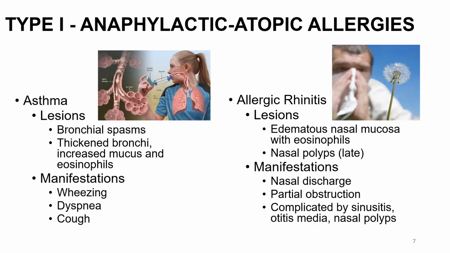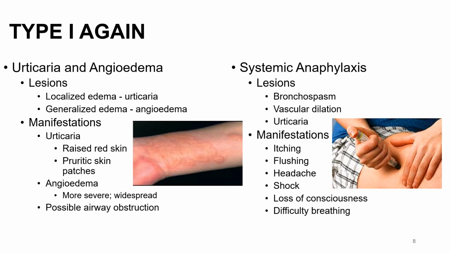Manifestations include nasal discharge, partial obstruction, and complications like sinusitis and otitis media. Again, the same immune mechanism, but different tissue and different histologic patterns. And that's a recurring theme in this course, if you haven't noticed that by now. This slide reinforces an important concept. Type 1 hypersensitivity isn't just one disease. It's a mechanism that can show up in multiple ways.